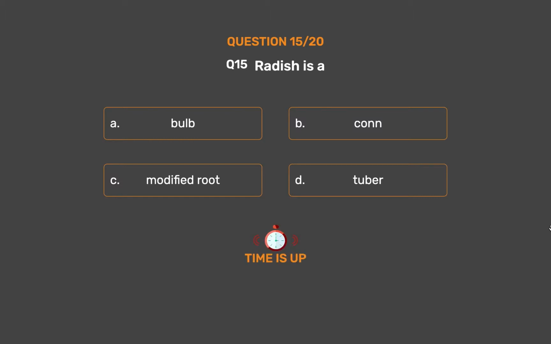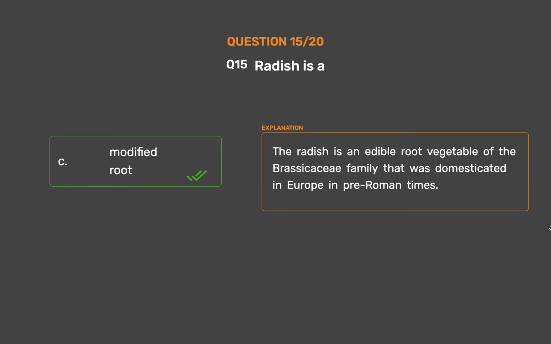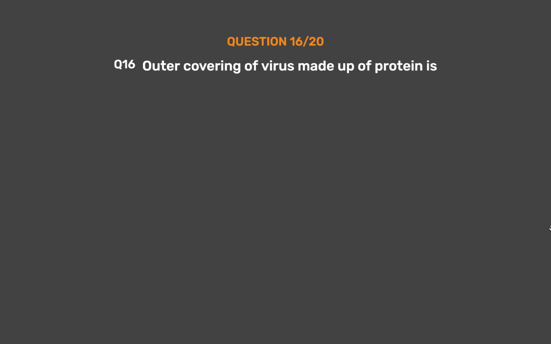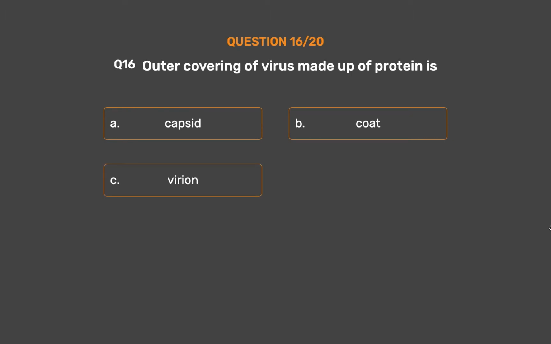The correct answer is Option C. Modified root. The radish is an edible root vegetable of the Brassicaceae family that was domesticated in Europe in pre-Roman times. Question number 16. Outer covering of virus made up of protein is Option A. Capsid. Option B. Coat. Option C. Virion. Option D. Viroid.